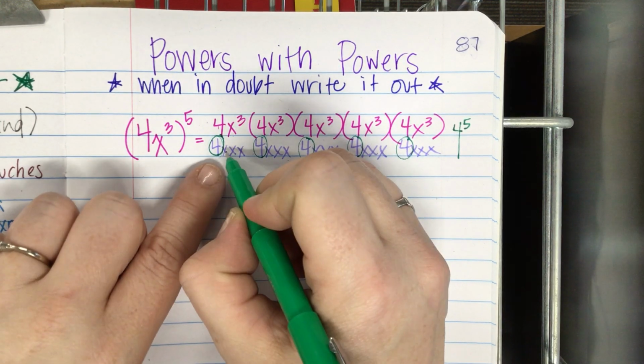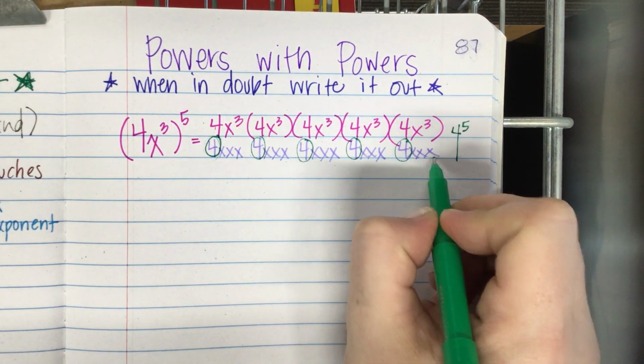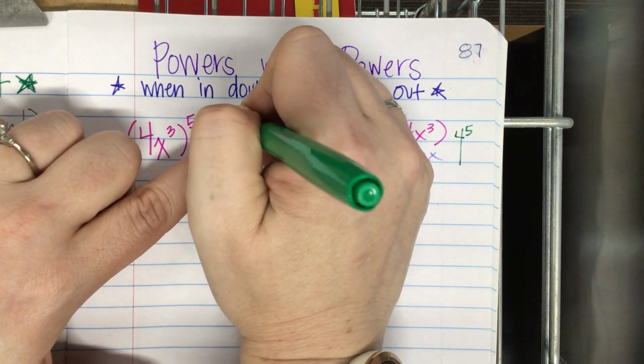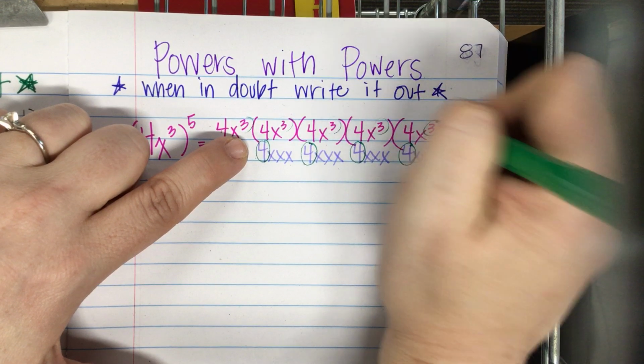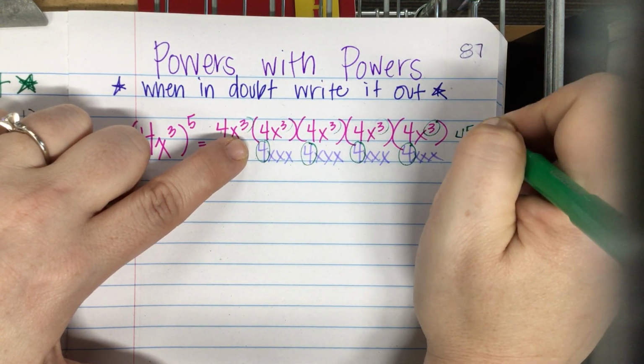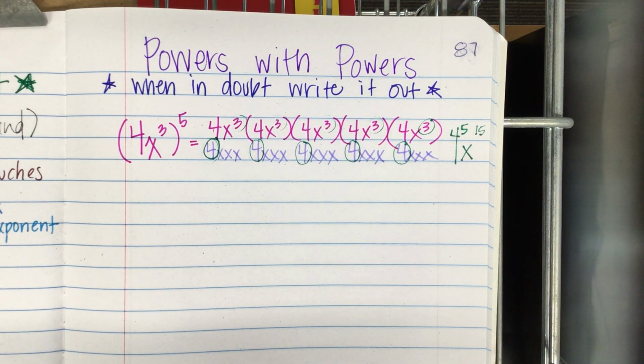And then I could count 1, 2, 3, 4, 5, 6, 7, 8, 9, 10, 11, 12, 13, 14, 15. Or 3 plus 3 plus 3 plus 3 plus 3, x to the 15th. Or, Phoebe, what did you see? That you can multiply the exponents. You could multiply the exponents.